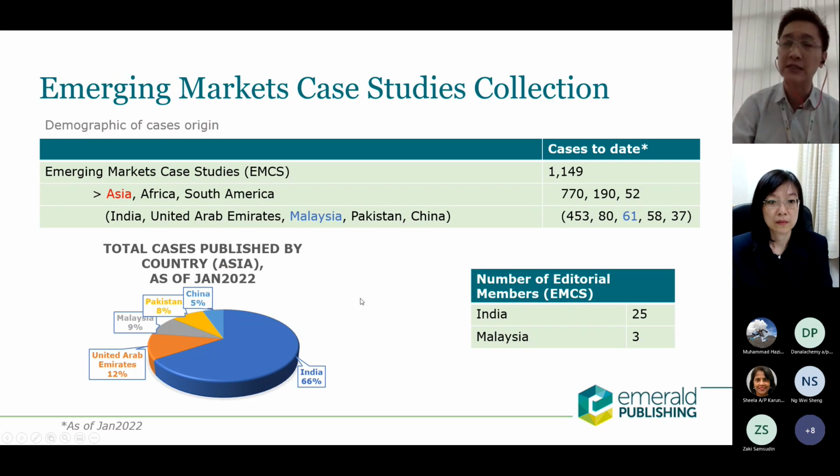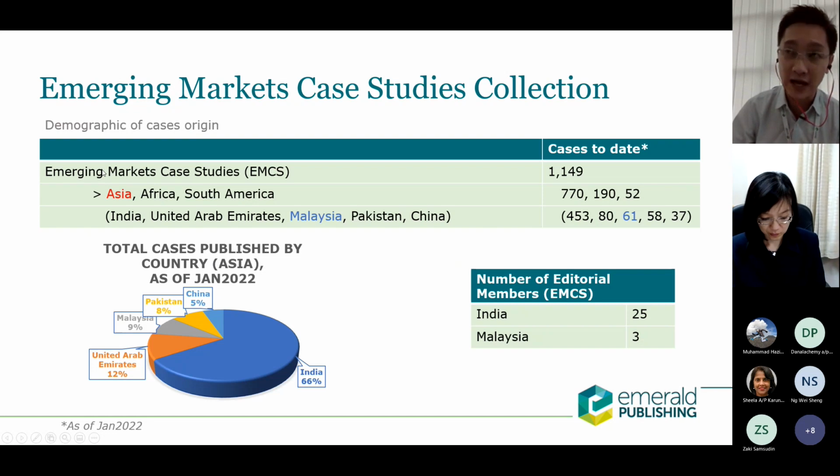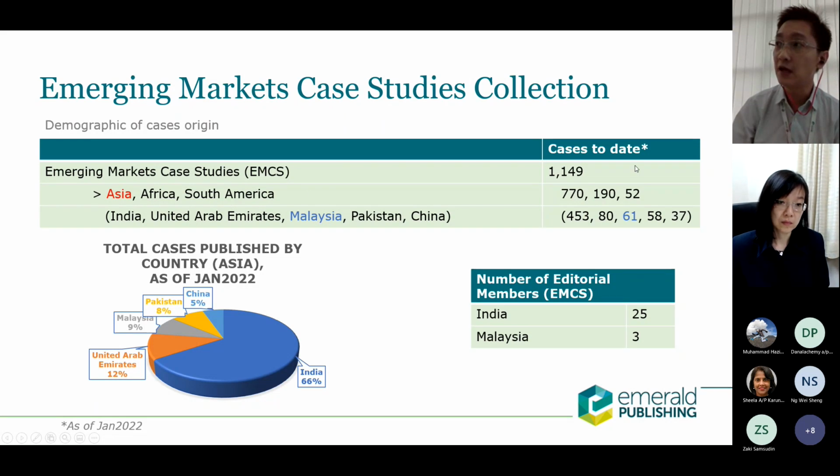Just to give you an idea, what is EMCS? Emerging Market Case Study publishes cases from emerging countries, for example from Asia, from the Africa contingent, and also from the South America contingent. As of January this year, there are more than 1,000 cases published already in EMCS. For Asia, more than 700 cases have been published.